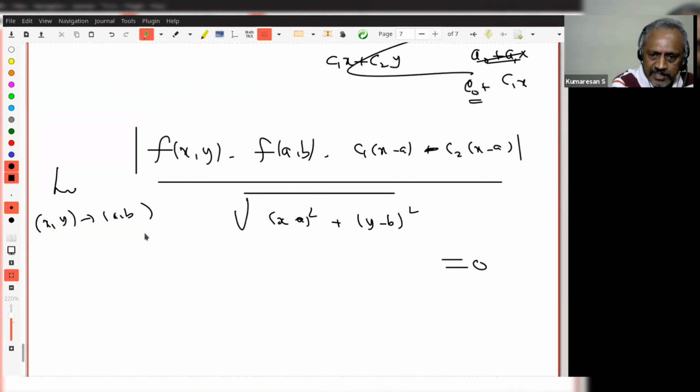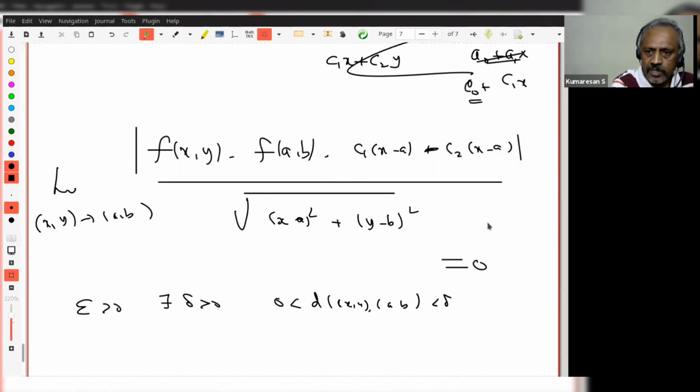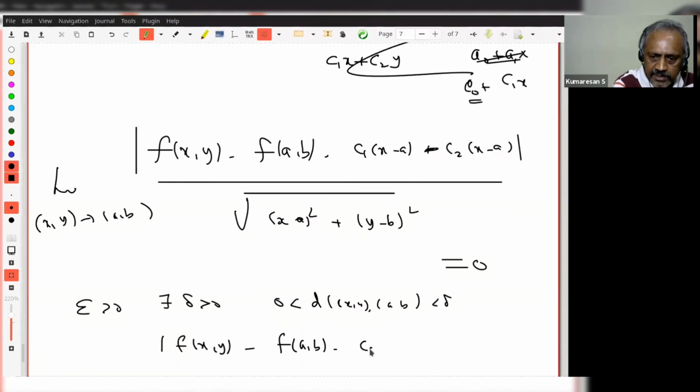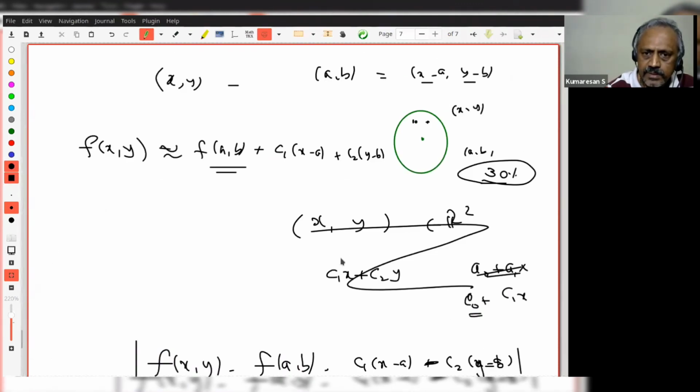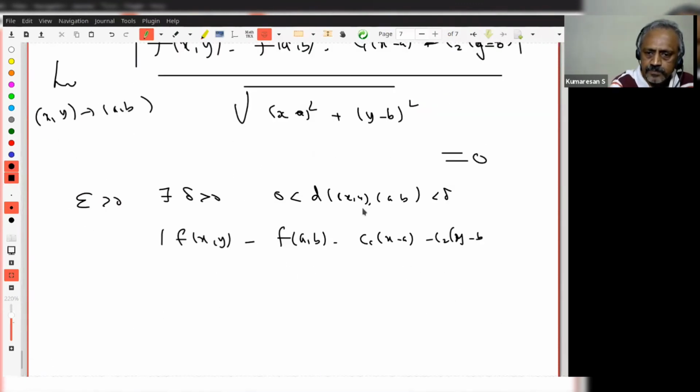So the limit we understand. If you give me an epsilon positive, then there is a delta positive, so that 0 less than the distance between (x, y) and (a, b) less than delta should imply this, in modulus, should be less than epsilon. That means f(x, y) minus f(a, b) minus c1 into (x minus a) minus c2 into (y minus b). Sorry, why did nobody correct me? This is y minus b. Did I earlier write properly here? Yeah, y minus b. That means not many of you are paying attention.